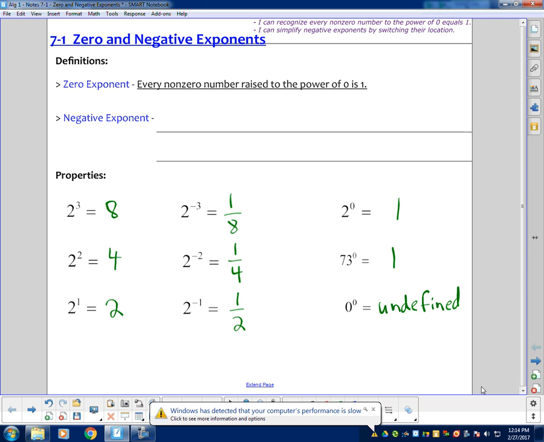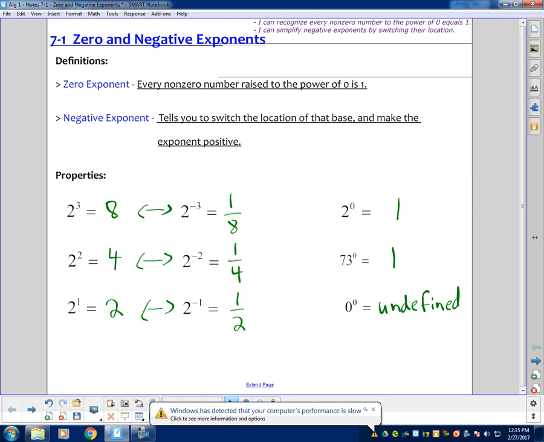Do you see the connection? Horizontally here. What's the connection? How do the negative powers compare to the positive powers? They have the same number involved, but where is that number? On the bottom, where we say it's in the denominator of the fraction, right? So write this down, please. A negative exponent tells you to switch the location of that base and make the exponent positive.